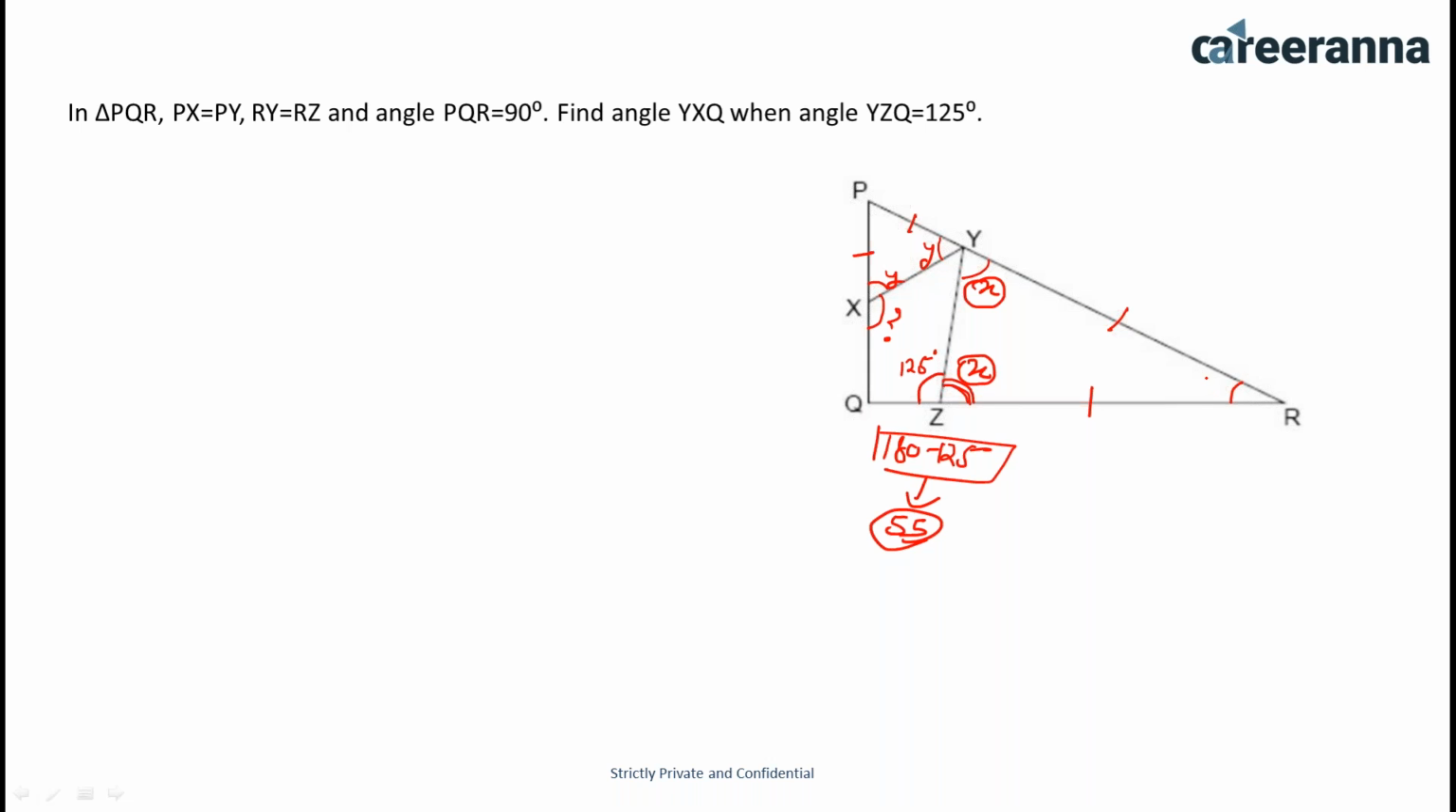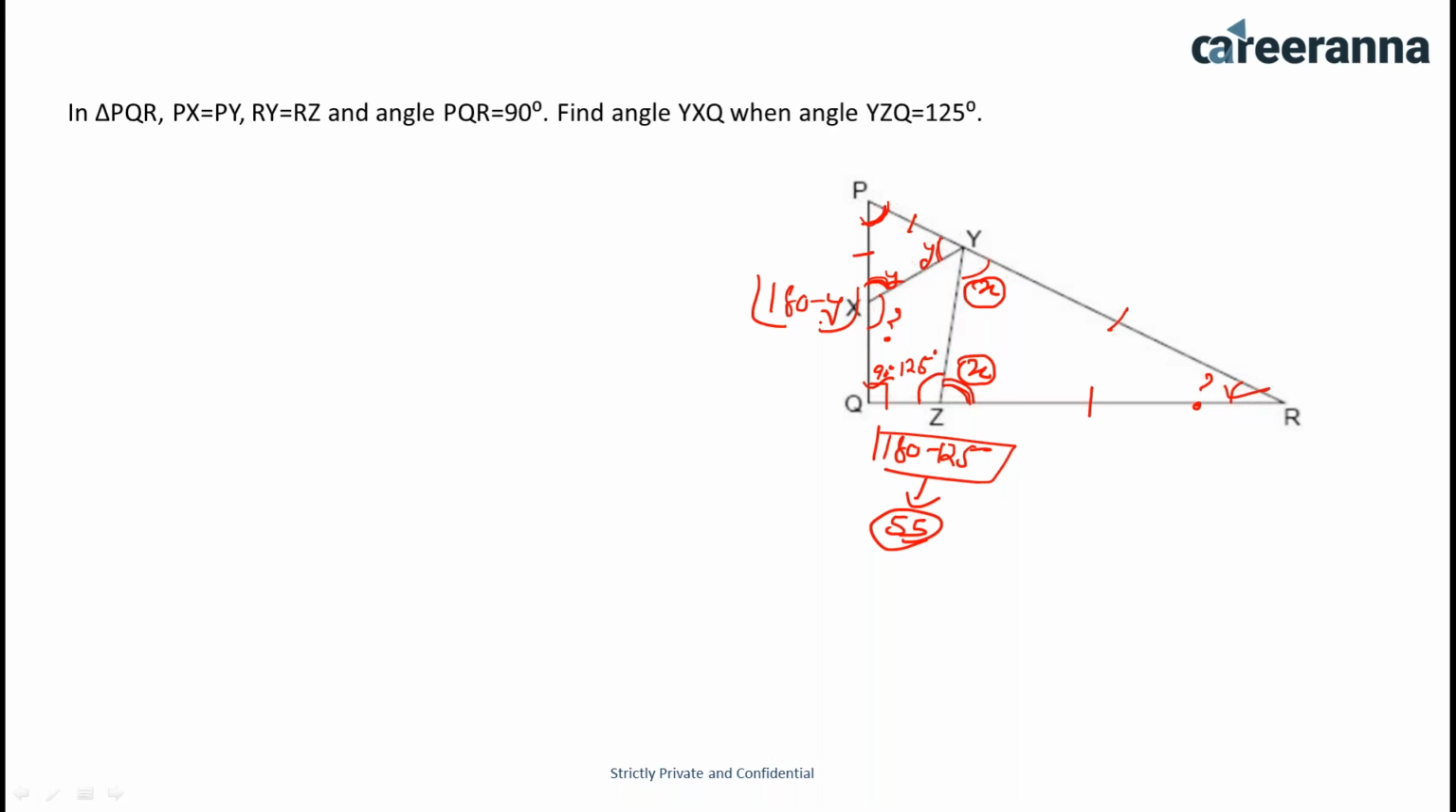With the help of this, you can easily find out angle R. Once you have calculated R, you can see directly that this is a 90-degree angle. So this plus this angle, you can easily find out angle P. By calculating angle P, you can easily calculate angle Y, because once you have calculated angle Y, you can calculate 180 minus that Y angle, and you will get the answer.